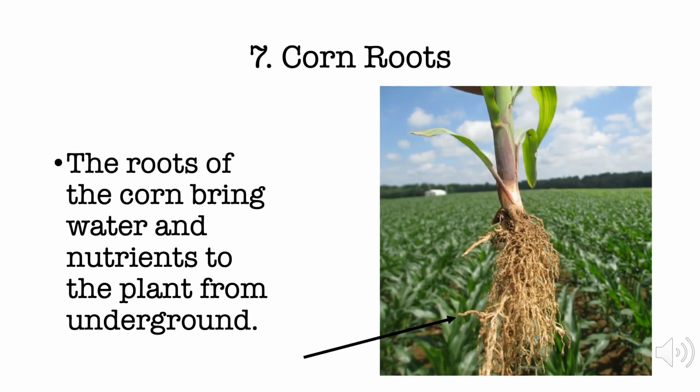What do the roots of the corn do and where are they located? The roots of the corn are located in the soil. This is where the corn plant begins to grow once it is planted. The roots help gather nutrients and water from underground. The roots also help the plant stay in the ground while it is growing.